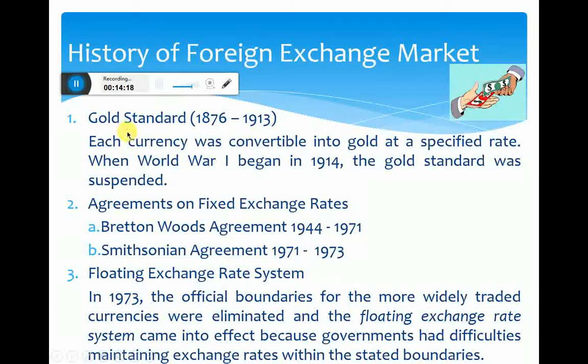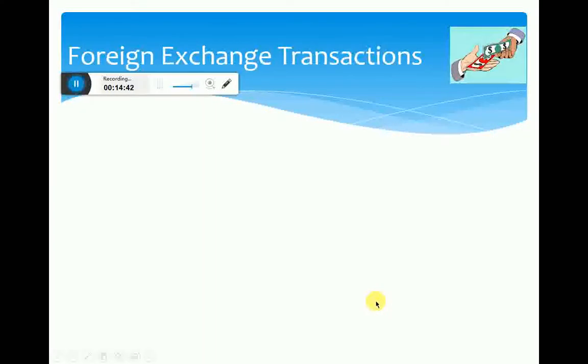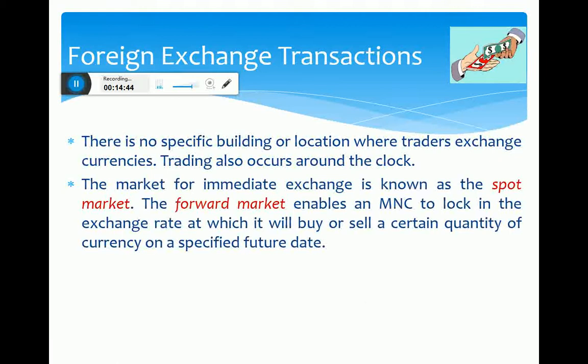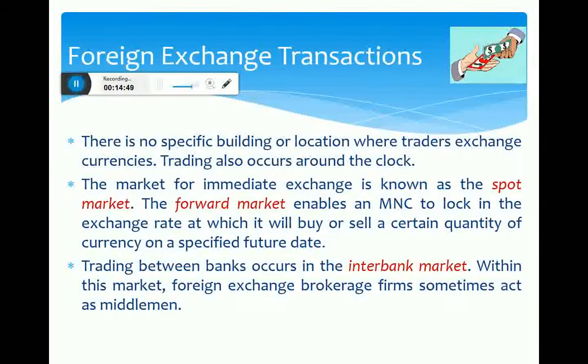So there were basically three stages that the foreign exchange market has gone through. Number one was the gold standard. Number two was agreements, we can say the fixed exchange rate system and floating exchange rate system. In the fixed exchange rate system, there have been two agreements. After these two agreements failed, there is still a floating exchange rate system going on throughout the world. So there are no specific boundaries or location where traders exchange currency.